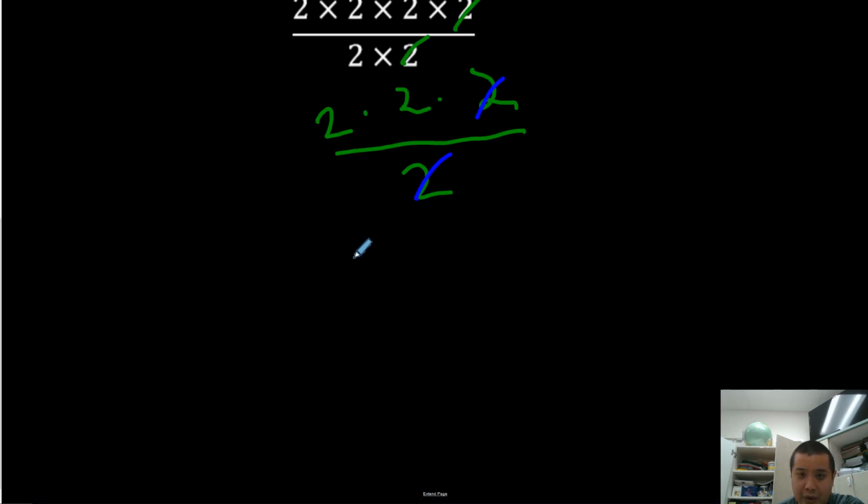And when we do that, we are simply left with 2 times 2. When we cancel out this 2 right here, we still have to have something in the denominator. We can't have it have any value, so we just put in 1. Now, the question asks us to write this in exponential notation.